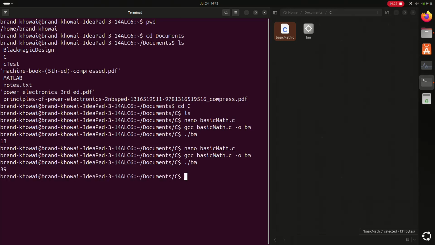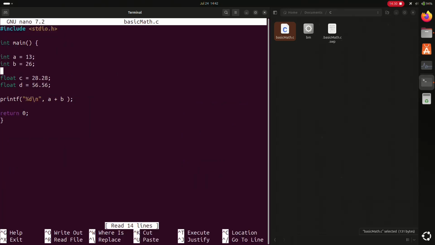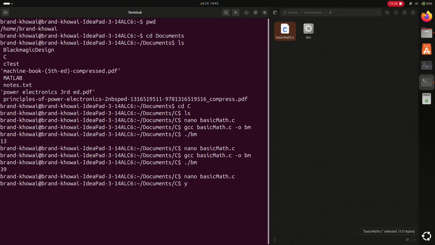So here is the output, 39. A plus b. What is our code written? printf, percentage d, backslash n, then a plus b. So it should output 39, and Control X, and it is outputting 39. So our code is running fine. So this is the addition.